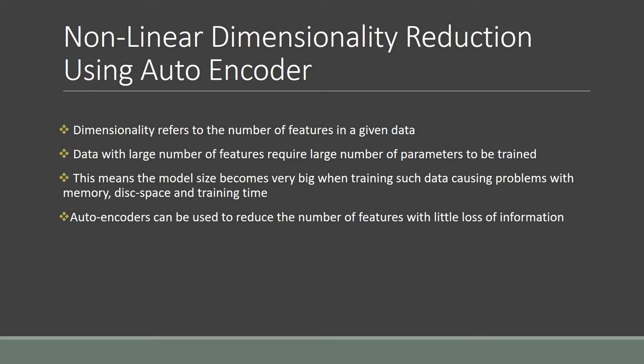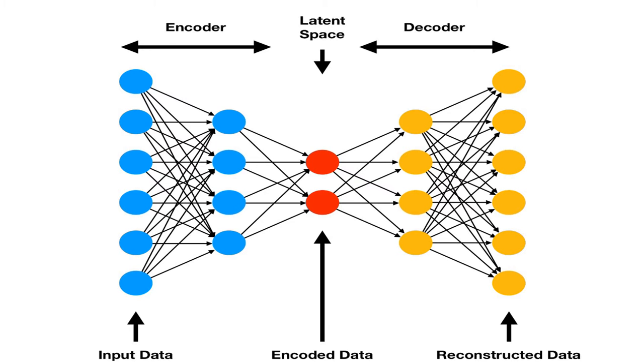So, quick note about dimensionality, it refers to the number of features in a given data. Data with a large number of features require a large number of parameters to be trained. This means the model size becomes very big when training, causing problems like insufficient memory and disk space or longer training time. Autoencoders can be used to reduce the number of features with little loss of information.